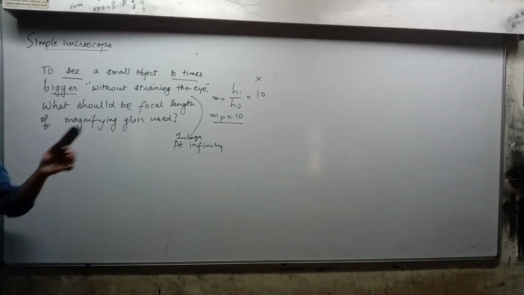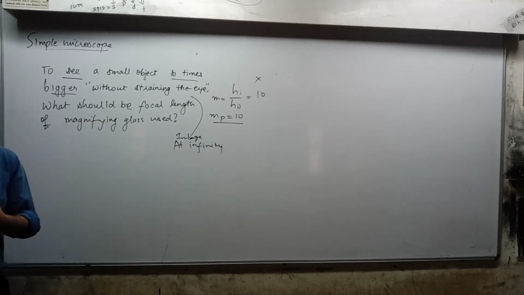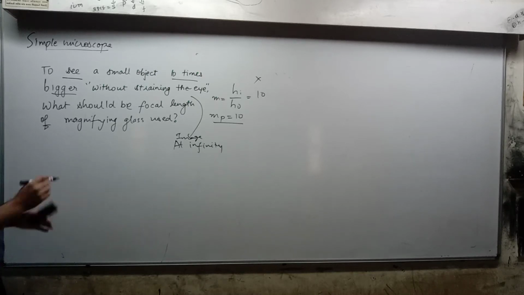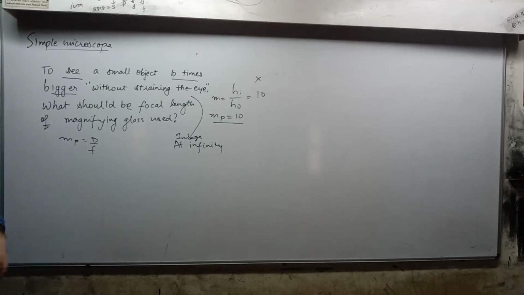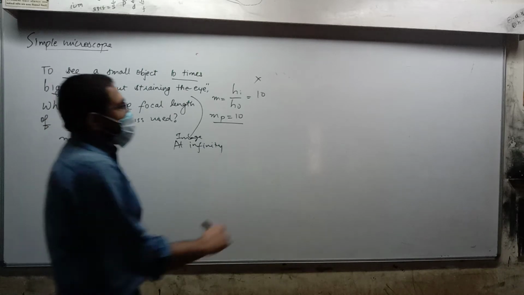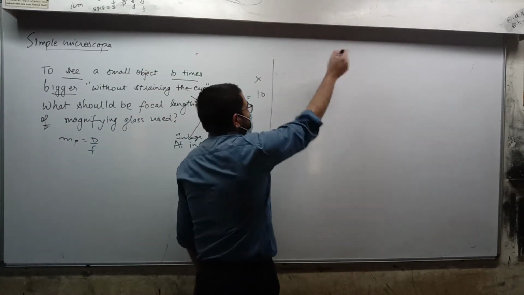So, હવે આ કેસમાં શું કરવાનું? Which formula? Image at infinity વાળા કેસમાં mp is equal to d by f. Got it? So just use mp is d by f and you get your answer. What will it be? 2.5. Understood? Okay, some basic thing started. Let's go to another one.